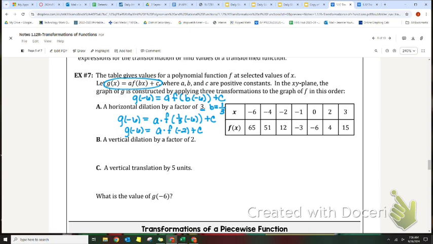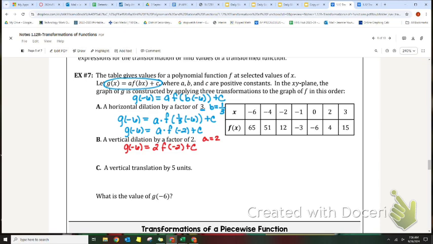B then says we're going to do a vertical dilation by a factor of 2. So vertical dilation, that is our a value. And remember, vertical does what it's supposed to, so we know a is 2. So building on our previous equation there, we know g of negative 6 is equal to positive 2 times f of negative 2 plus c.